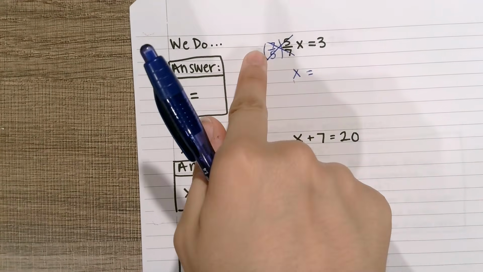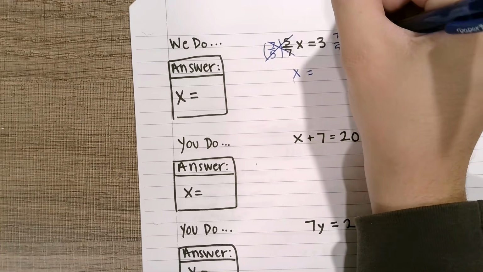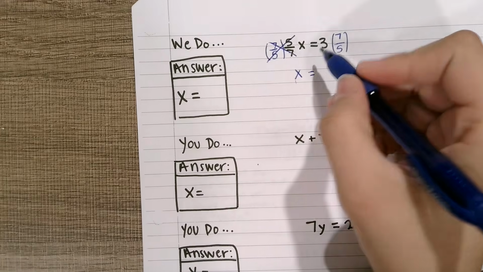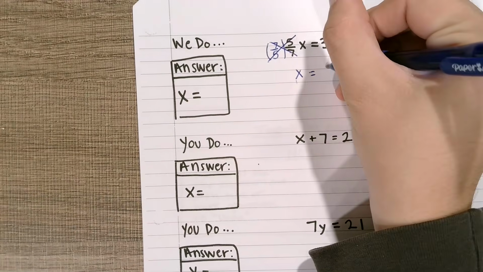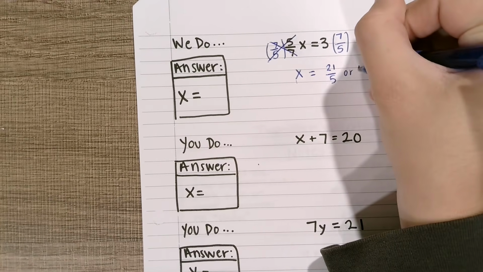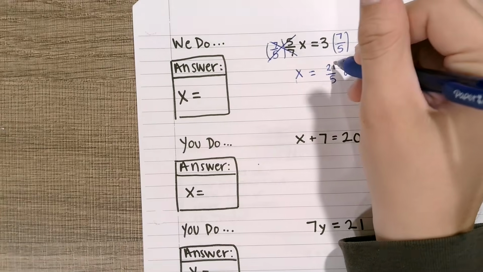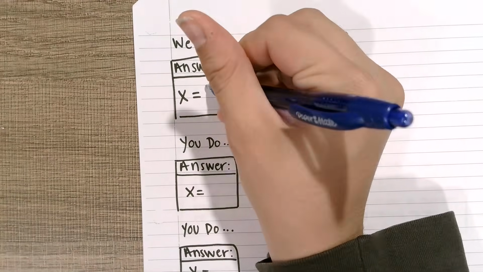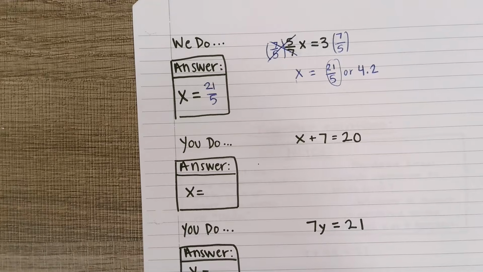But whatever we do to one side, we do to the other. So times 7 over 5. If you put 3 times 7 over 5 in the calculator, you would either get 21 over 5 or as a decimal 4.2. I'm just going to use my fraction as my answer. So x equals 21 over 5.